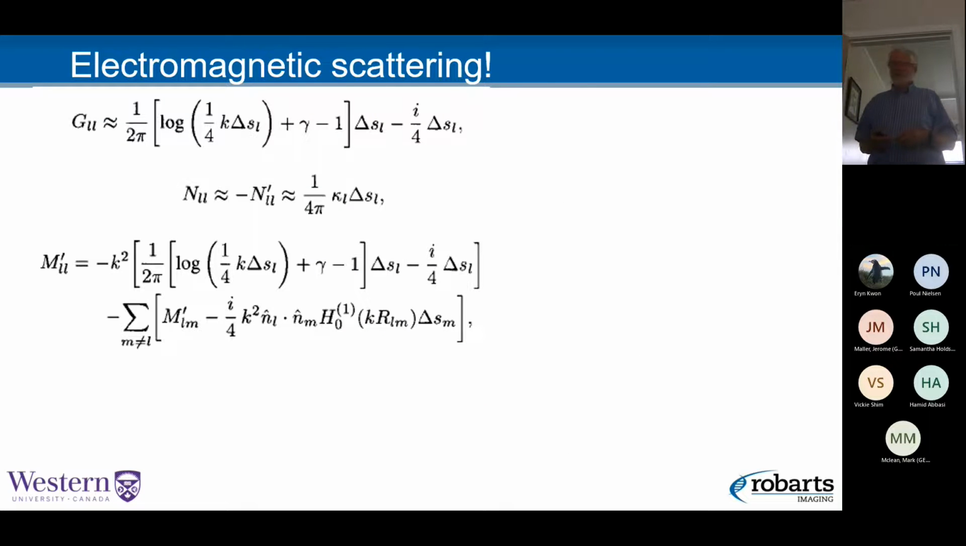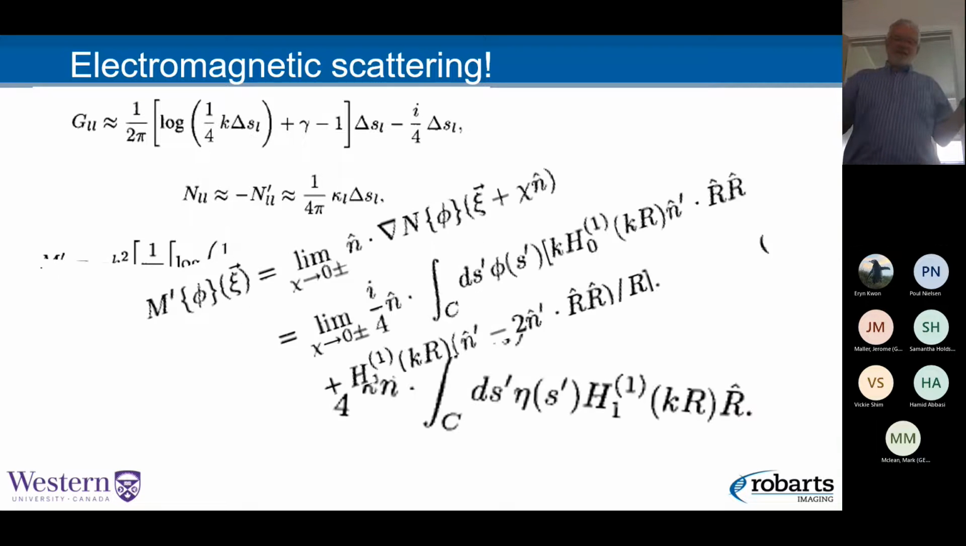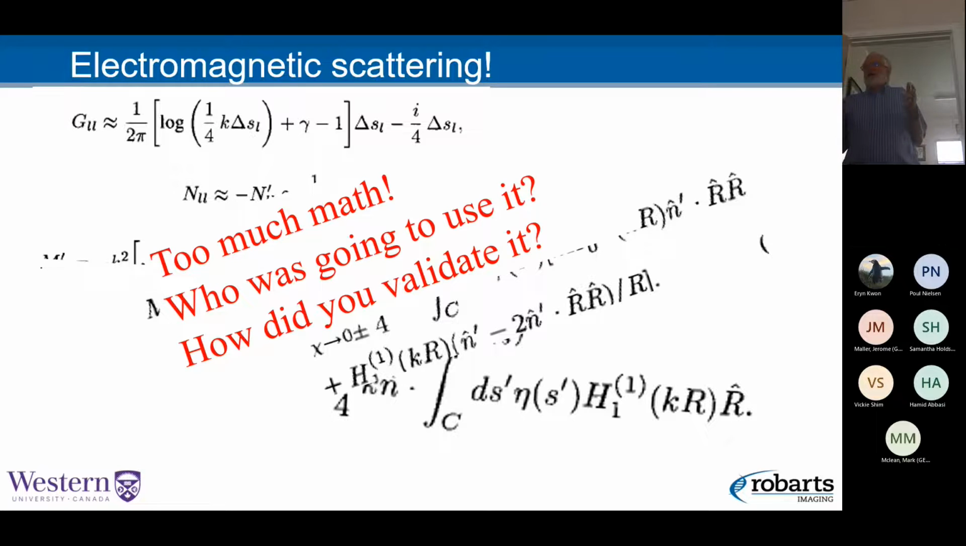So I started off in electromagnetic scattering and got thrown into a world of these sorts of equations, horrible looking stuff. And I really couldn't get traction on this at all. It was far too much math. I had no idea who was going to use it. I had no idea how you would validate it. In fact, I remember one of my colleagues in EE at the time working in this field, and he gave a thesis presentation, and someone asked him, "Okay, you've done all this work. How do you know that your result at the end is correct? Because you haven't done any validation." He said, "I started off with Maxwell's equations and I didn't make any mistakes."